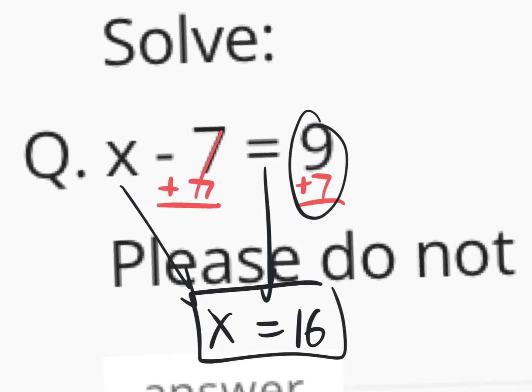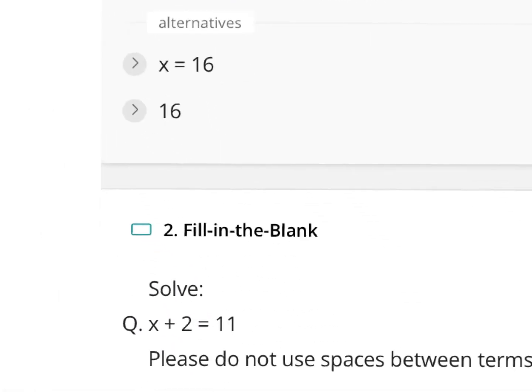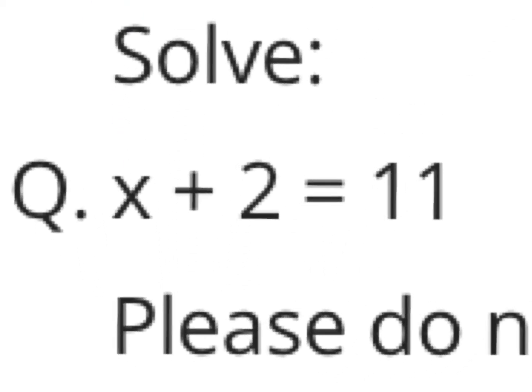Moving on to number 2. It says solve that one-step equation. All right, so let's get x by itself again. You do not want this plus 2. The goal of solving an equation is to get x by itself on one side of the equal sign. So let's get the x by itself on this left side. Let's get rid of this plus 2 by doing the opposite of plus 2, which is a minus 2.